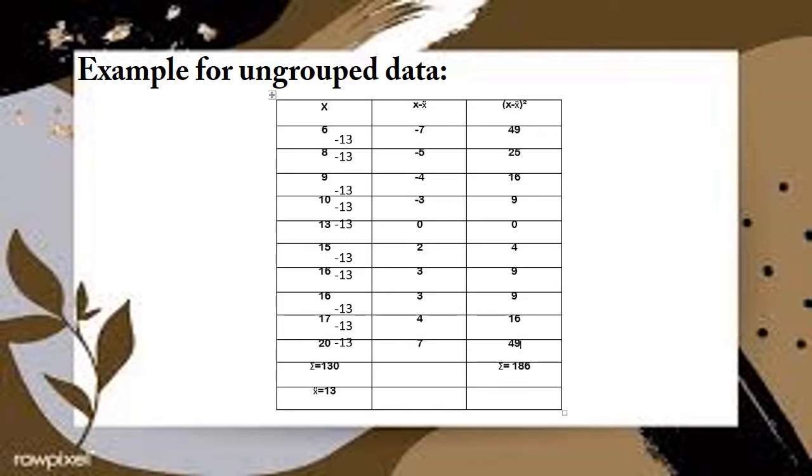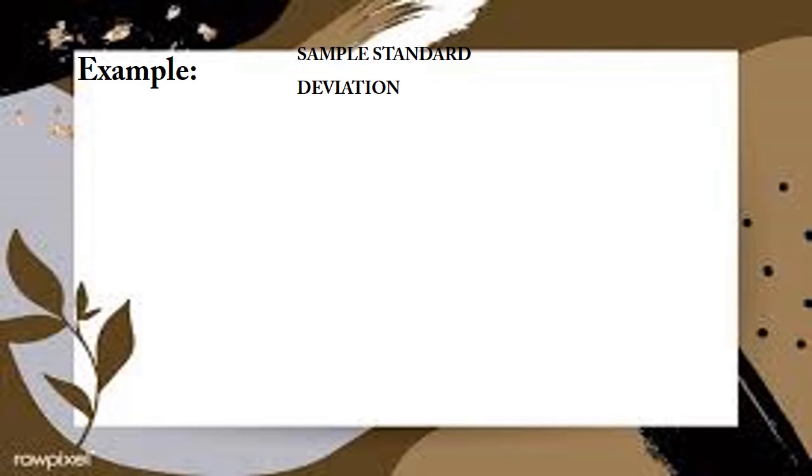Then the third column shows the square of the difference between the score and the mean. To get that, we just need to square this negative 7. Negative 7 squared is 49. Negative 5 squared is 25. That is how it's done. Then after that, we get the sum of all the scores. So the total is 213. And in the third column, the squared difference between the score and its mean, the total is 186.